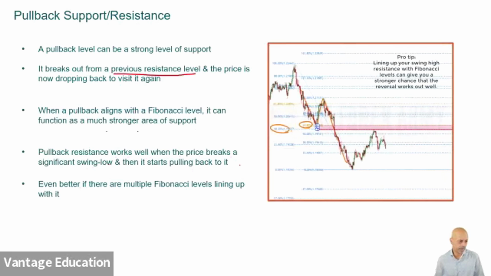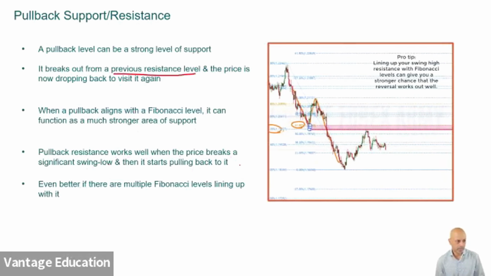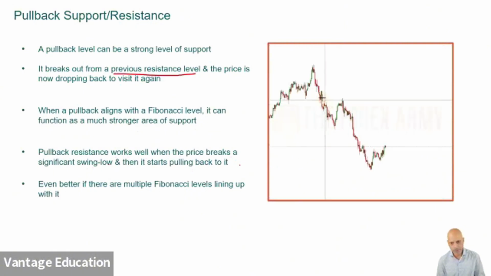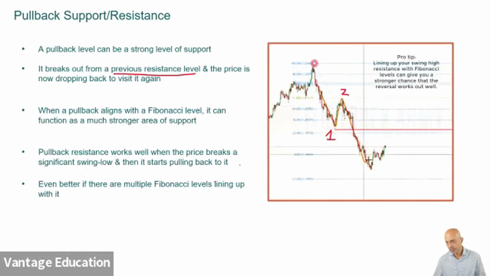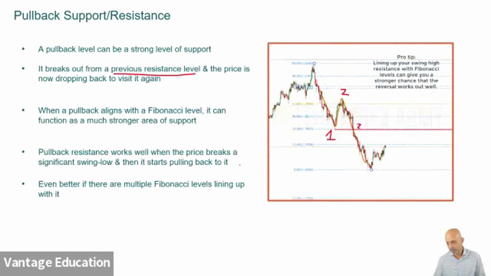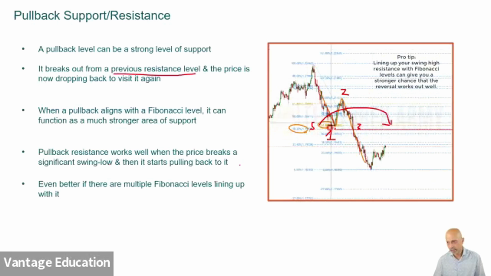Now, the area is likely to function as an even more significant barrier or support if there are multiple Fibonacci levels lining up with it. So in this GIF here, you can see there's a swing low being formed at point number one, swing high at point two, and then at point three, price breaks below the initial swing low at point number one. So when price breaks below this initial swing low at point number one, this prior support area now has the potential to act as a potential resistance area.